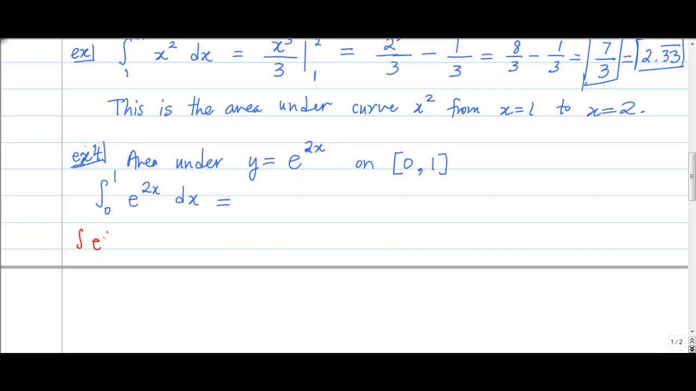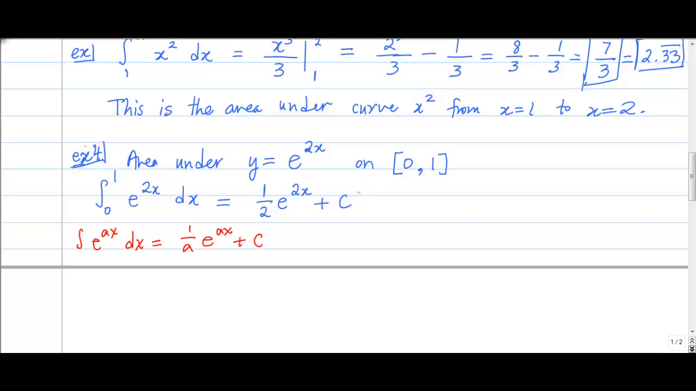The integral of e to the ax dx is 1 over a e to the ax plus c. Okay, so you might be wondering why we don't write the plus c anymore. Let me put the plus c in and I'll show you what happens when you do that. So a here is 2, so this is going to be 1/2 e to the 2x. Okay, let's put that plus c.